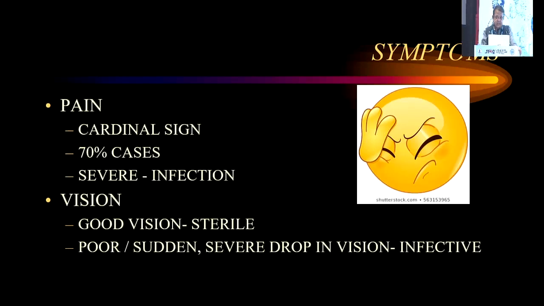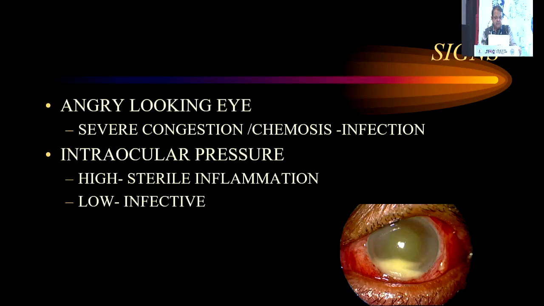But this typical history does not come in all patients. 70% of patients will have pain, but the remaining 30% will not have pain. And if the patient gives a history of pain, then the diagnosis of infection is made. If the vision is good, it's usually sterile, and if there is a sudden decrease in vision, it's infective and you need to inject this patient. If you have this angry-looking eye with severe congestion and chemosis, then it's usually infection. Intraocular pressure is high in sterile inflammation and low in infective patients.